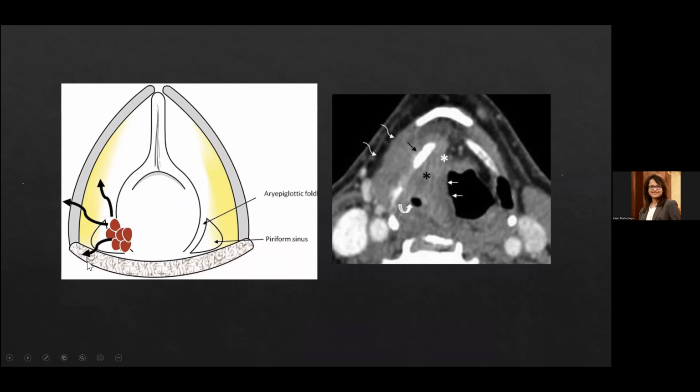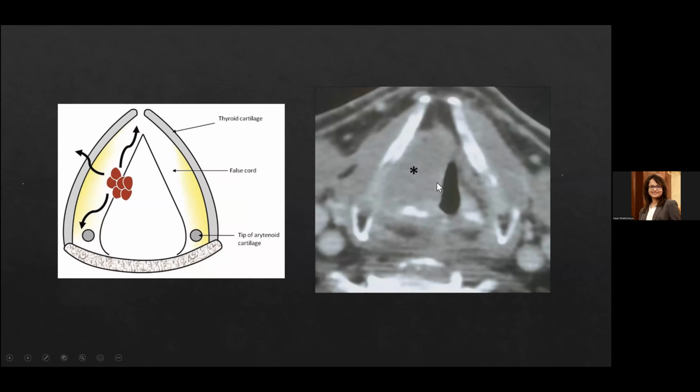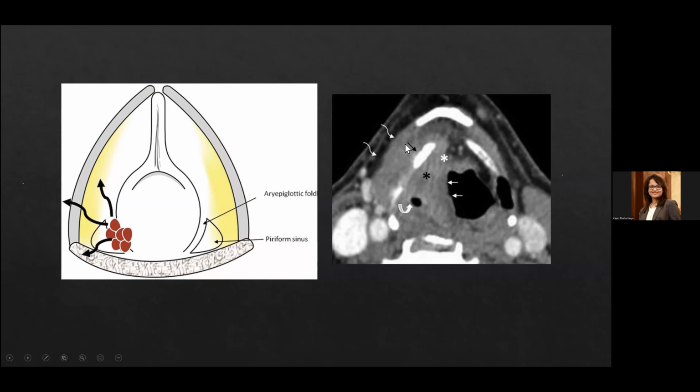So basically, it forms the medial wall of the pyriform sinus. This is the case of an aryepiglottic fold. The bulk of the disease lies in this region. The pyriform sinus itself is free, but the disease is obviously bulging into it, and there is an extralaryngeal extension of this disease. There is involvement of the fat space also.